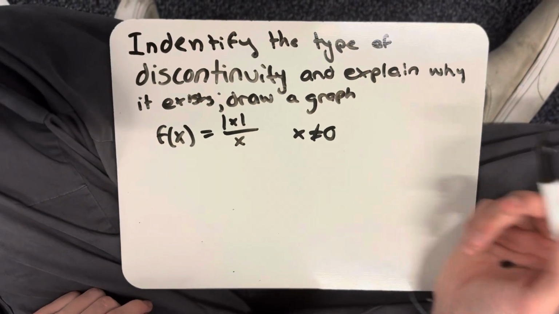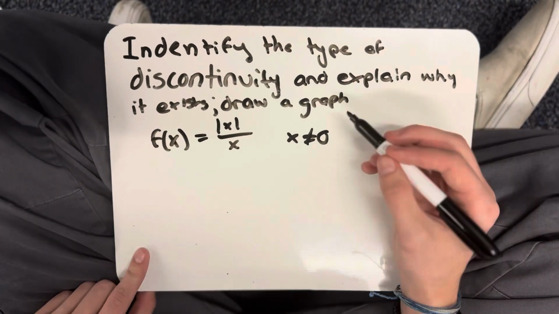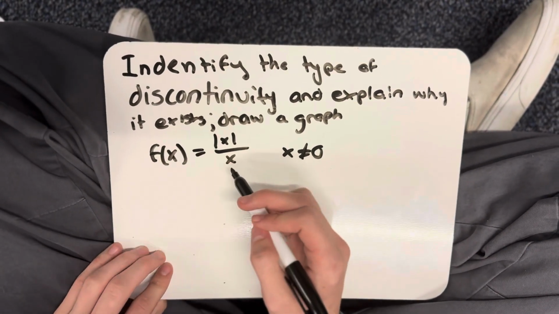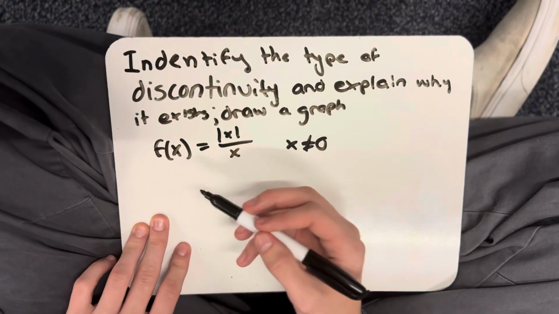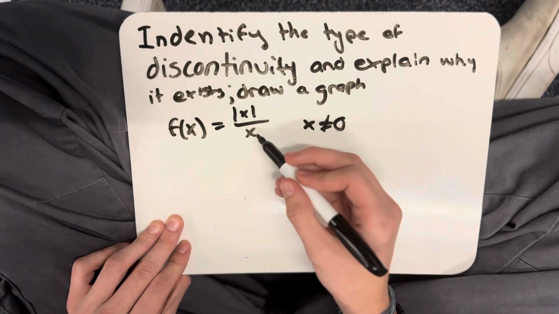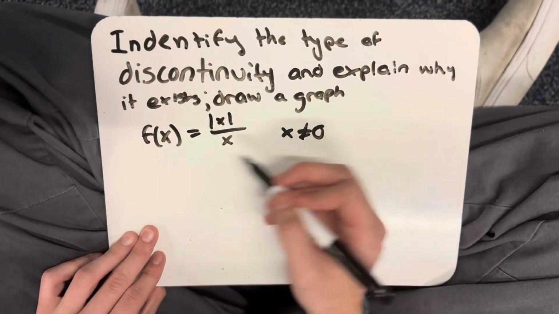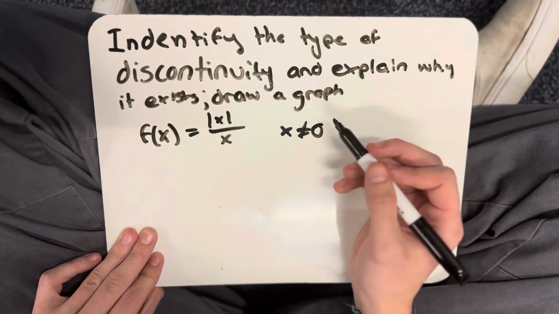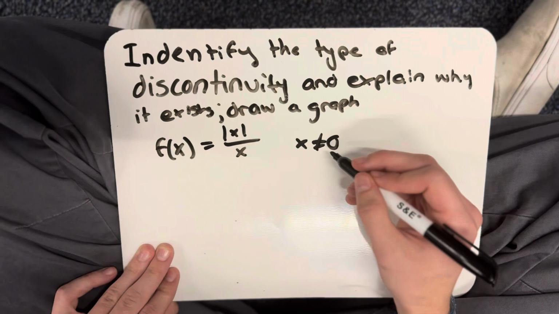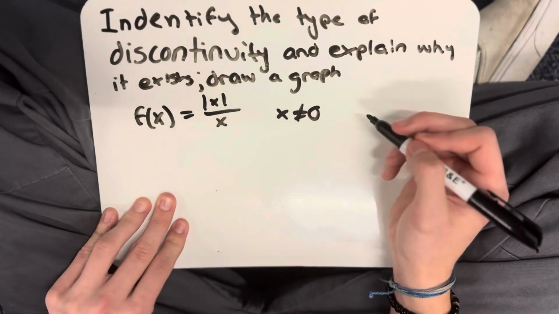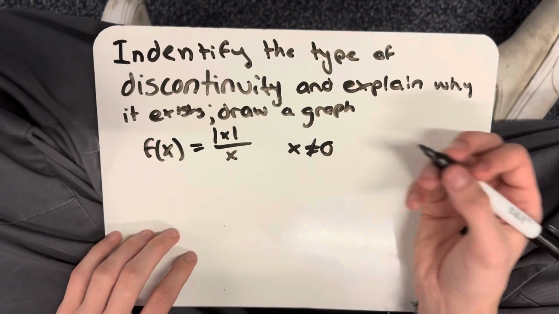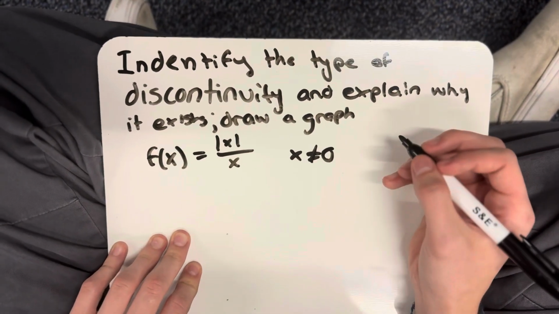For this next problem, we have to identify the type of discontinuity, explain why it exists, and draw a graph. The function we got is absolute value of x over x. In terms of absolute value of x over x, the top value has to be positive, while the bottom value could be either positive or negative. However, x cannot equal 0, because we cannot divide by 0. So where x equals 0, the function is undefined. In this function, x can be any number besides 0, because x is in the denominator.